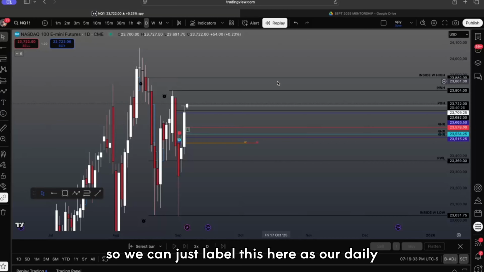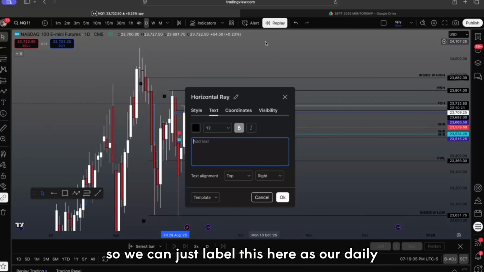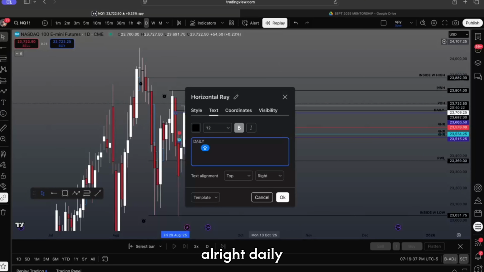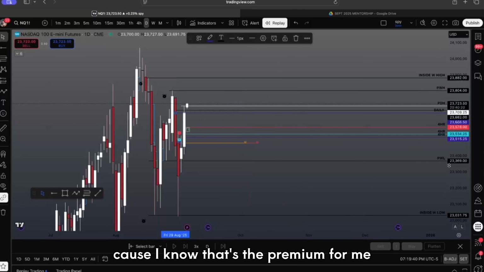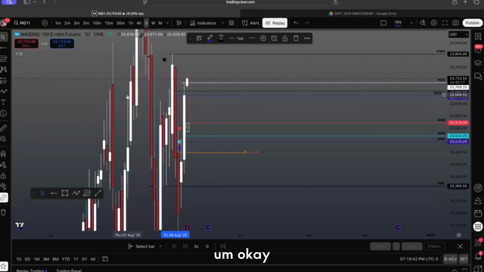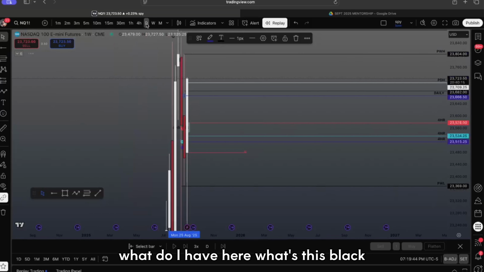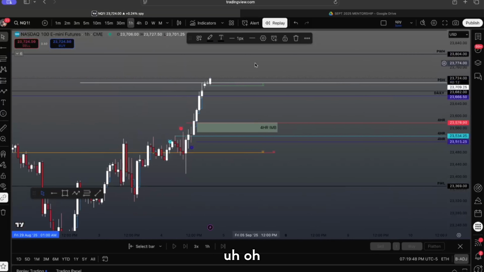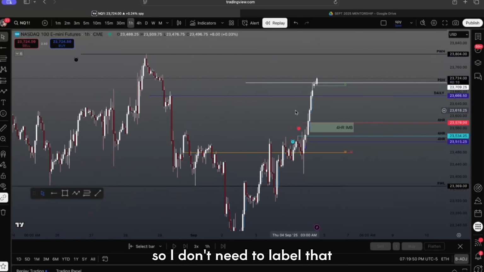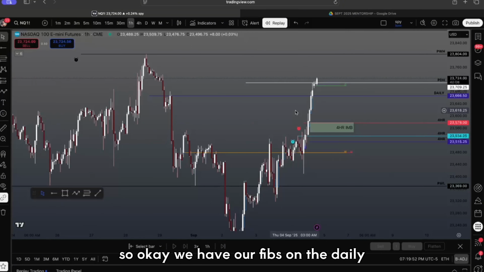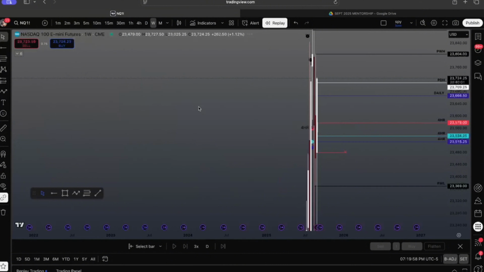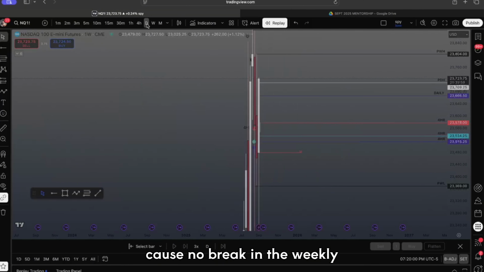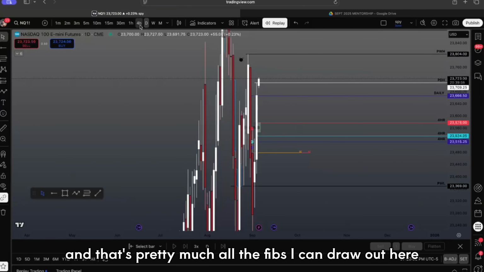So we can just label this here as our daily, right? Daily. I don't have to put premium because I know that's the premium for me. Okay, what do I have here? What's this black? Oh, that was the high that we broke above, so I don't need to label that. So, okay, we have our fibs on the daily. We have our fibs on the 4 hour. Yeah, I can't do it off the weekly because no break in the weekly, and that's pretty much all the fibs I can draw out here.